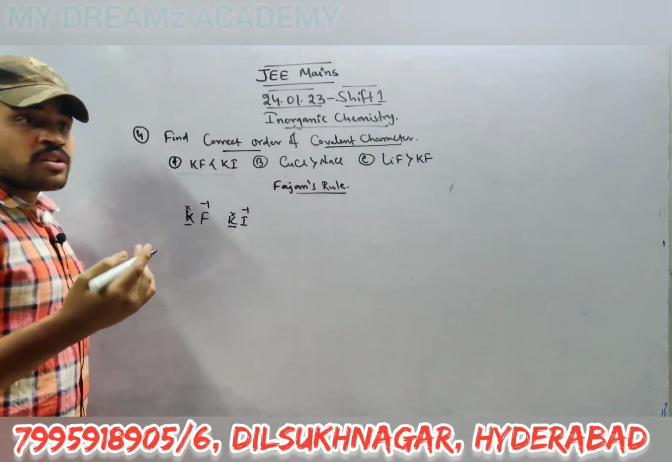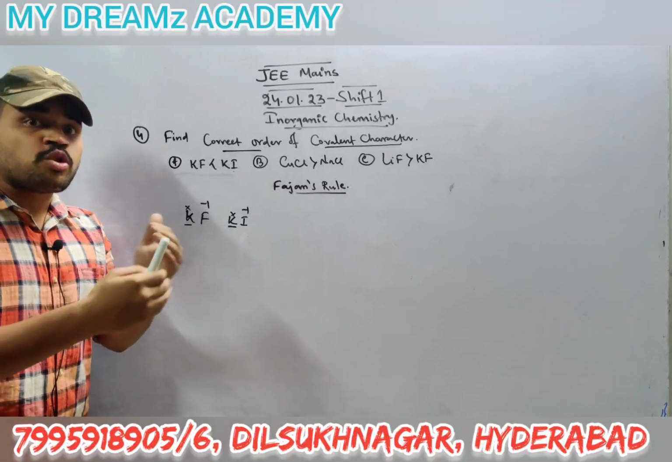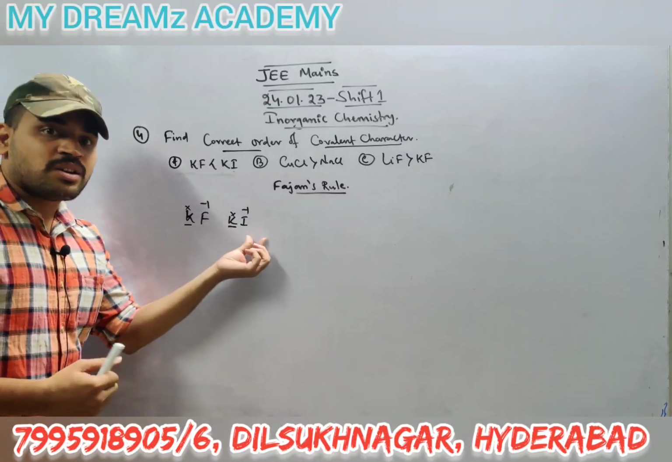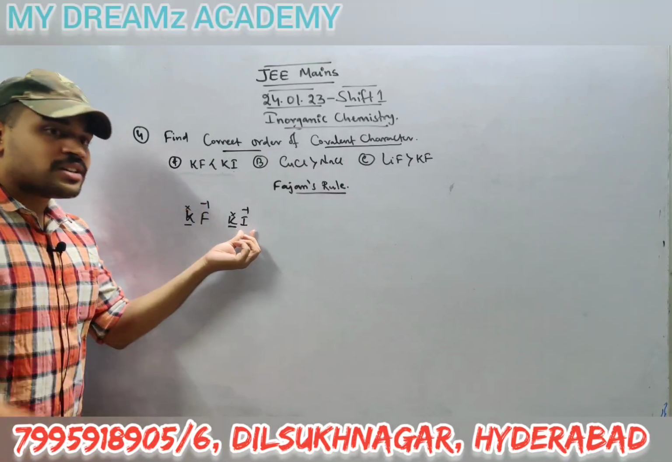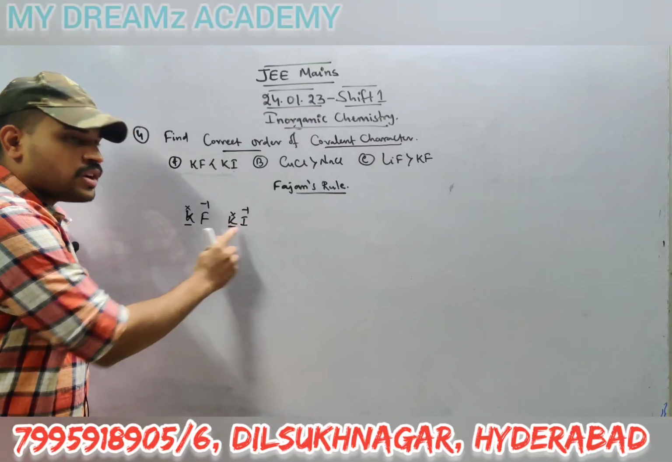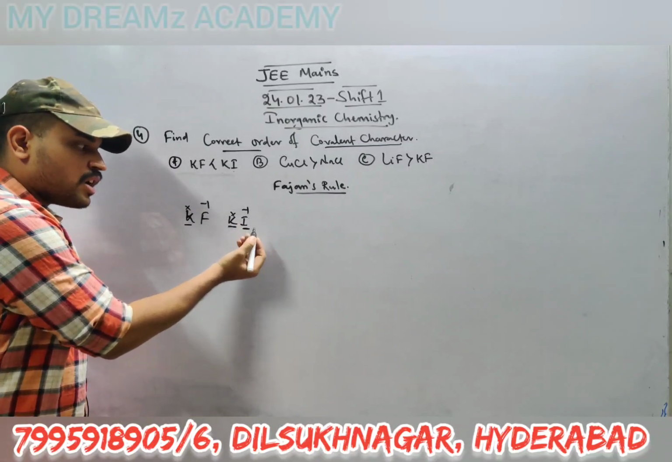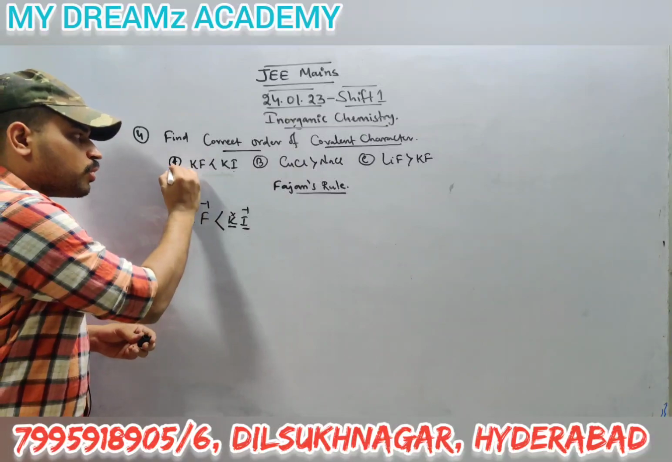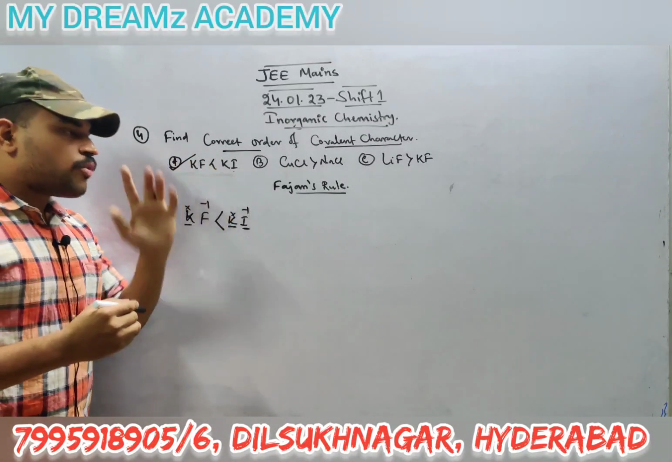The size of the anion. To show more covalent character, the size of the anion should be larger so that more polarization can happen. Between fluorine and iodine, whose size is larger? Iodine's size is larger. So the size of the anion, iodine, is larger. That's why it will show more covalent character. So between KF and KI, the covalent character statement is true for A.